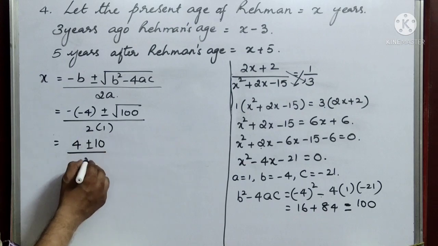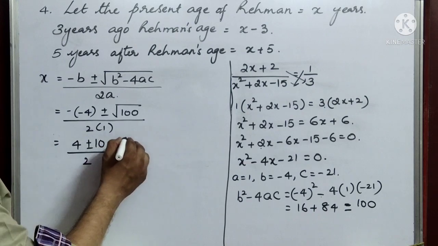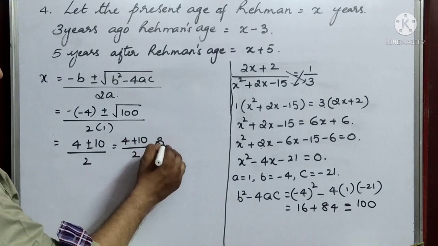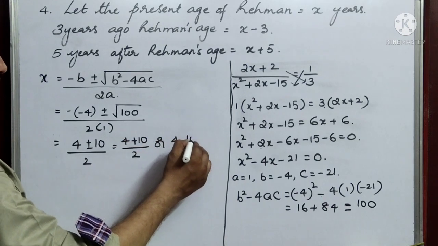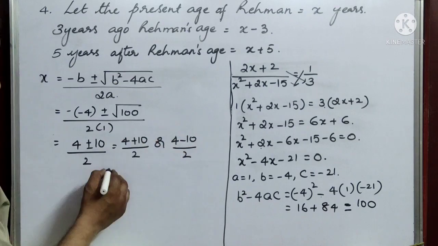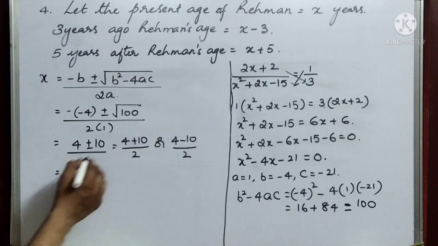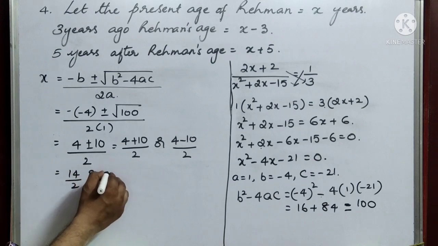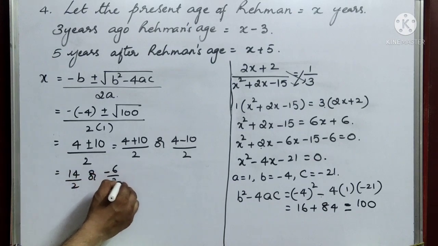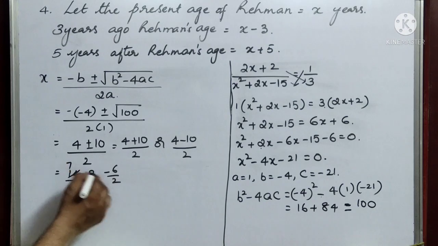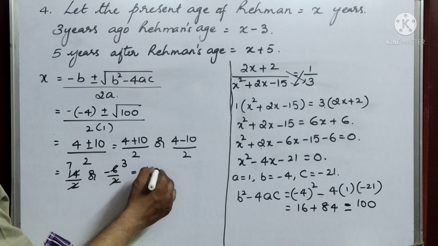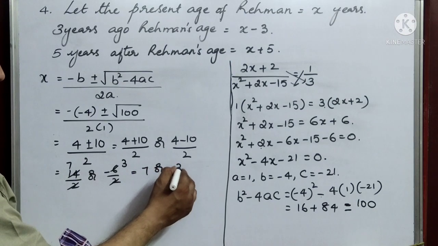2 ones are 2. Now 4 plus 10 by 2 or 4 minus 10 by 2. Okay, 4 plus 10 is 14 by 2, or minus 6 by 2. 2 sevens are 14, 2 threes are 6. So you got 7 or minus 3.